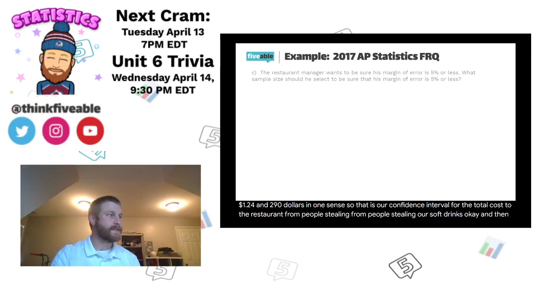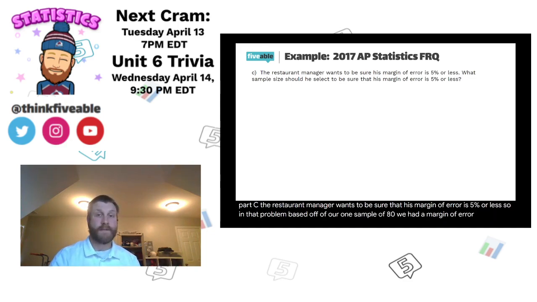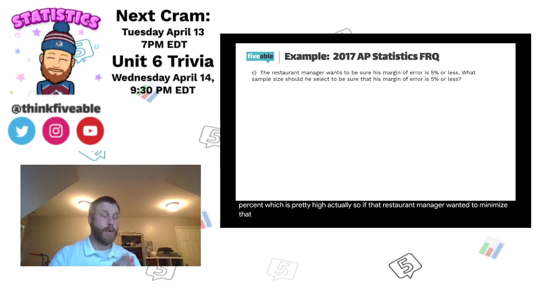Okay, and then part C, the restaurant manager wants to be sure that his margin of error is 5% or less. So in that problem, based off of our one sample of 80, we had a margin of error of 10%, which is pretty high actually. So if that restaurant manager wanted to minimize that, we don't know what the sample proportion is anymore, but he wants to minimize that down to 5%. What should he do to be sure that his margin of error is 5%?